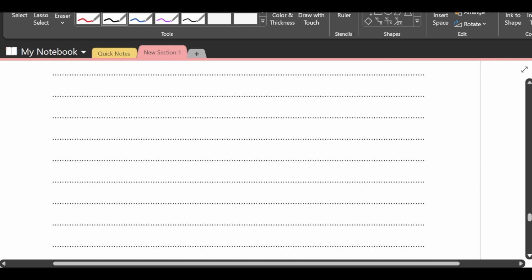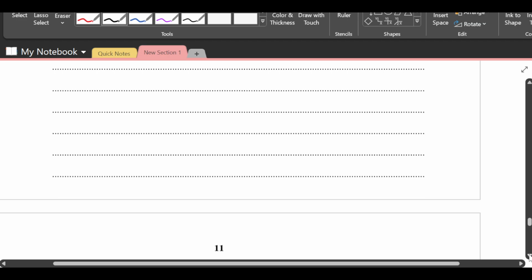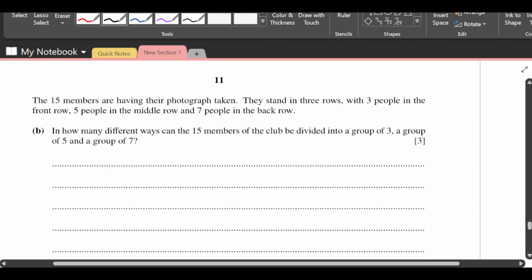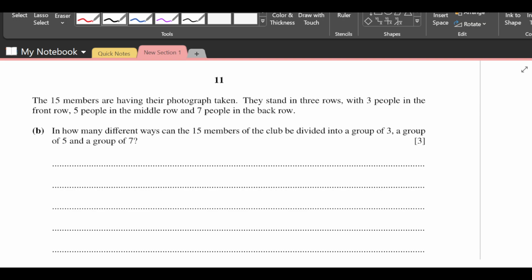Now second, 15 members are having their photograph taken. They stand in 3 rows with 3 people in the front row, 5 people in the middle row, and 7 people in the back row. And how many different ways can the 15 members of the club be divided into a group of 3, a group of 5, and a group of 7?